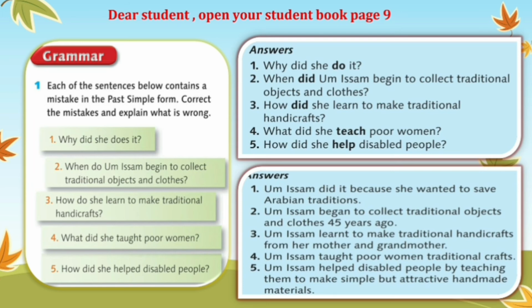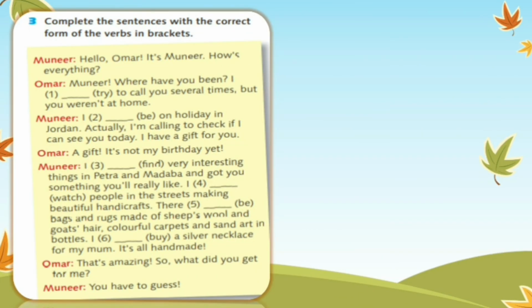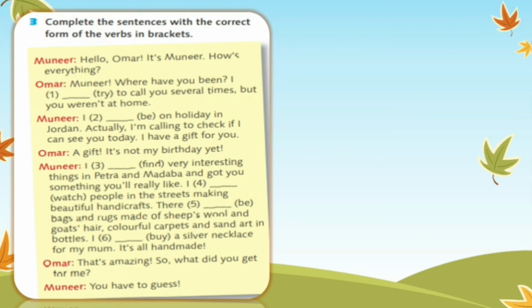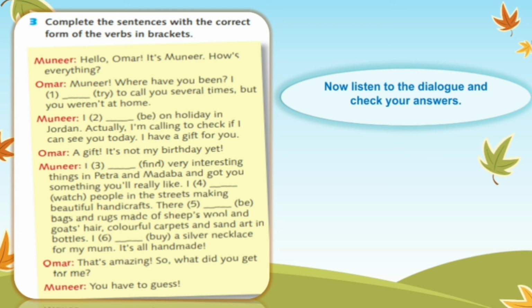Let's move to the next exercise. In the last exercise, please complete the sentences with the correct form of the verbs in brackets. I want you to read the text and solve all the verbs in brackets. After that, you will listen to this text between Munir and Omar to check your answers. So pause the video so you can complete the sentences with the correct form of the verbs. Now listen to the dialogue and check your answers.